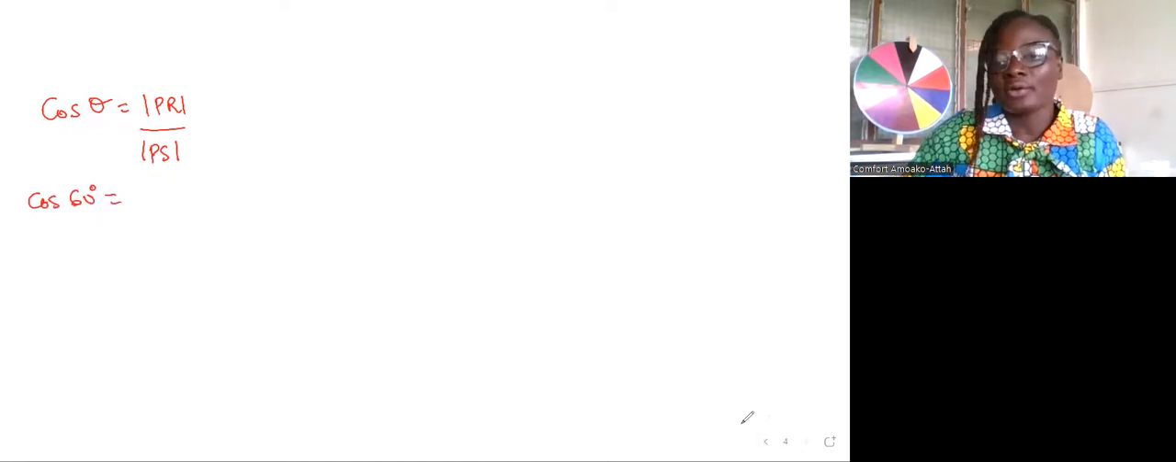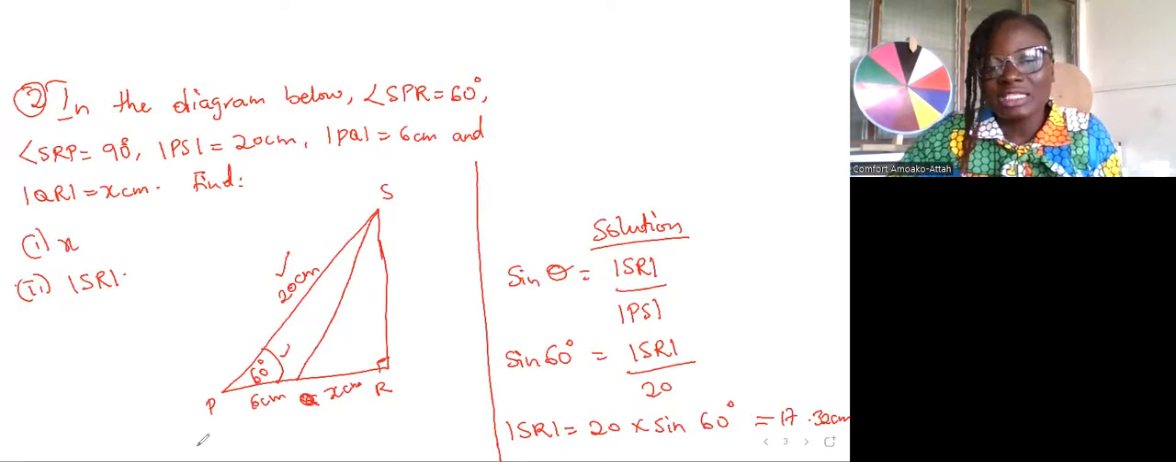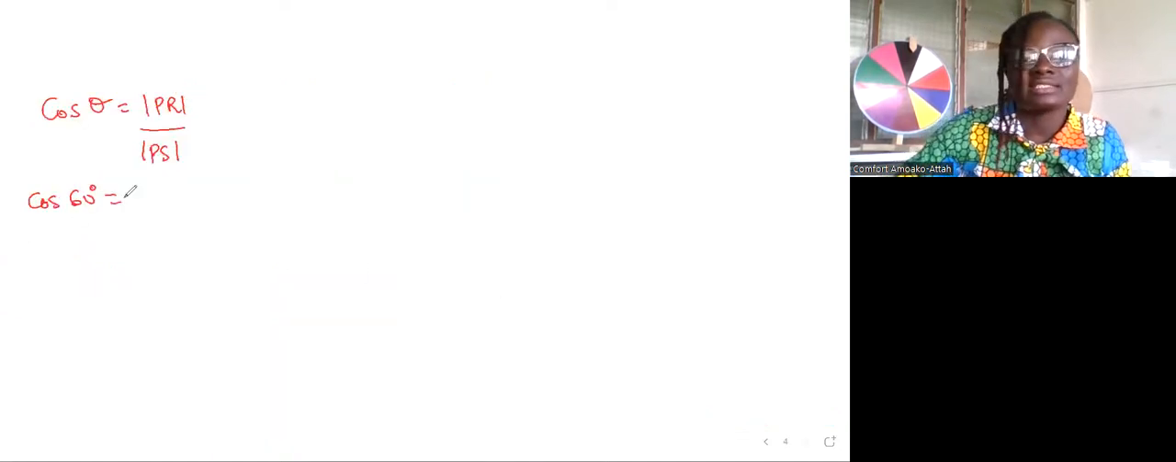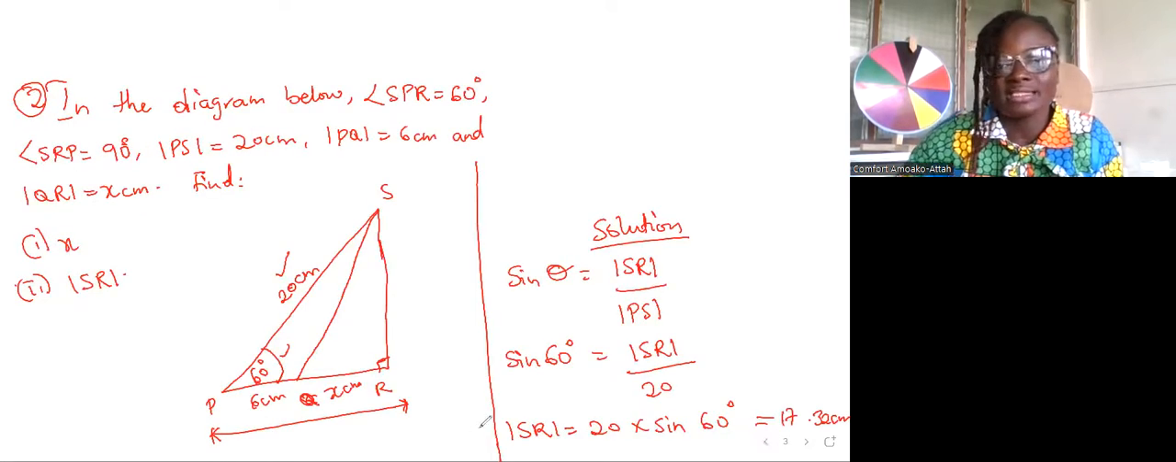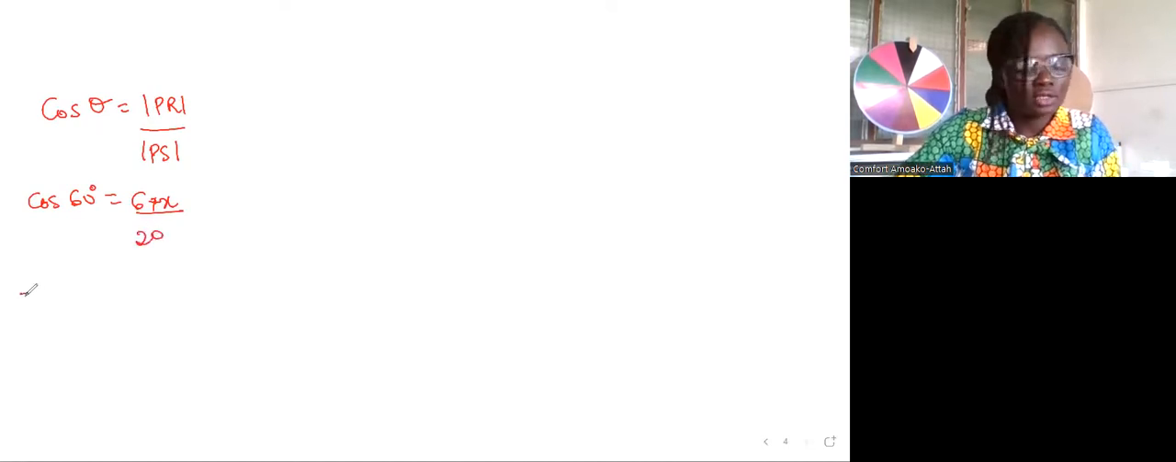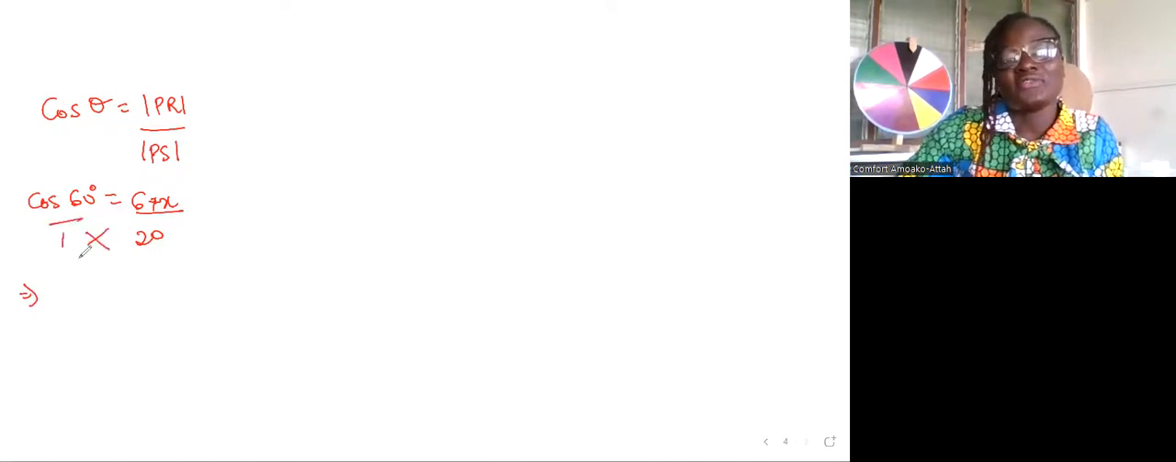It's equal to, what is the PR? PR was given as what? This whole distance becomes 6 plus X. So you're going to get 6 plus X over, what is line PS? 20 centimeters. You're going to get it as 20. Right. So when you get it here, what do you do again? You just have to cross multiply and you get the final answer. So 20 times cos 60 degrees is equal to 6 plus X. And this will give us 10 equal to 6 plus X.